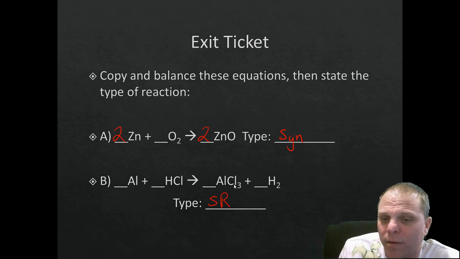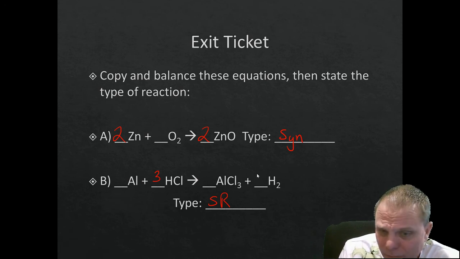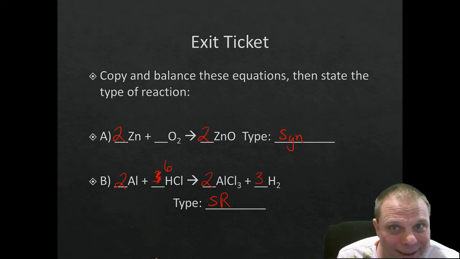And I've got 3 chlorines here, so I'm going to have to put a 3 there. Oh, but that means I have 3 and 2. That's not going to work out. So let me see if I can bump that up. Maybe I can make this a 3, and then make this a 6. Okay, and then I can double that, and then I can double that, and we can see if we're all balanced. I've got 2 aluminums, 6 chlorines, 6 chlorines, 6 hydrogens, and now we're all balanced. Okay, so that's the way you would do that one. Did you get it right?